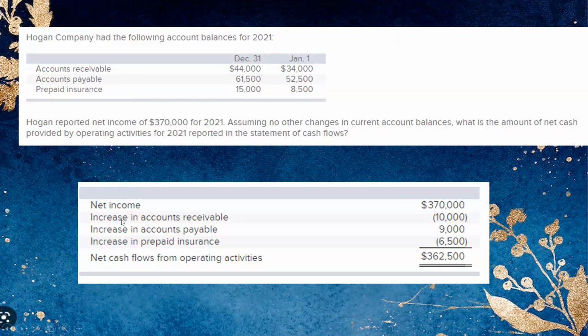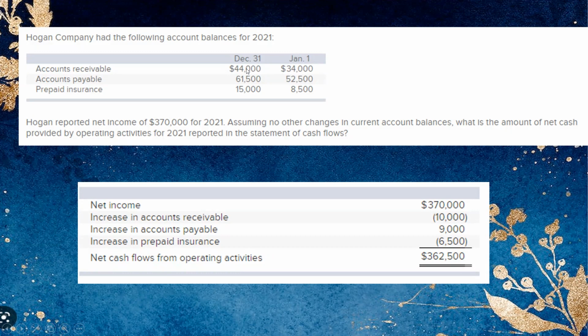and then we see that there was an increase. Remember, this is the beginning balance. Little things you got to make sure you pay attention to that I can overlook, like did they put the beginning balance on the left or the right? So we started with the beginning balance of $34,000. It increased in accounts receivable by $10,000.